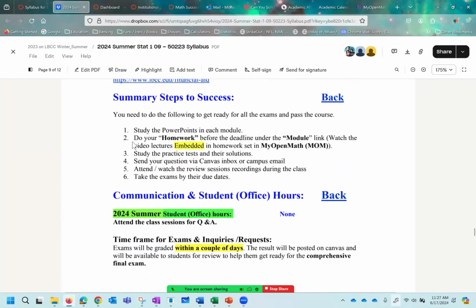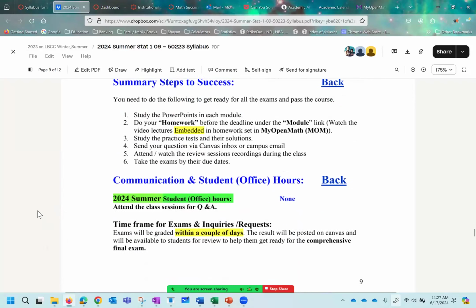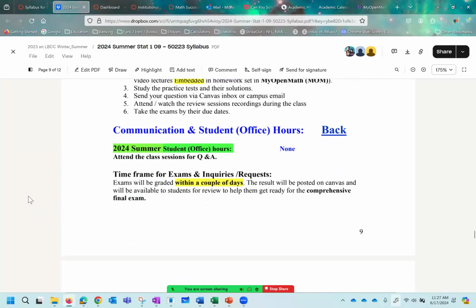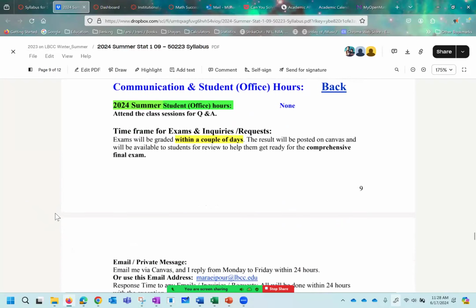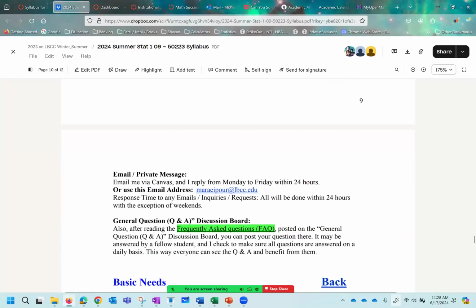The summary steps to success: study the PowerPoints, do your homework. And this is important to know. When you do your homework before the deadline, under the module link, watch the video lectures that are embedded in the homework set in My Open Math. Study the practice test, attend or watch the review session recordings during the class, take the exam by their due date. Communication and student office hours, we don't have it for summer. Just come to the class if you have any questions.